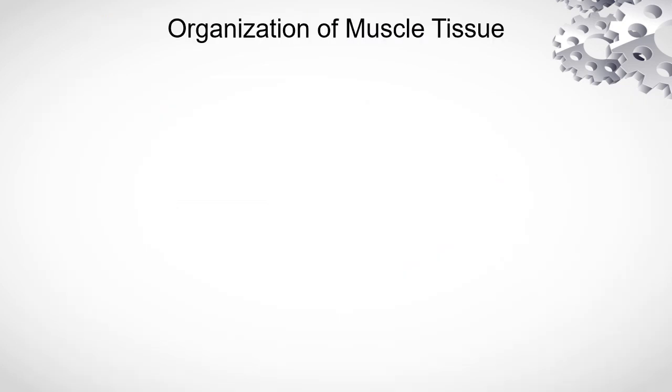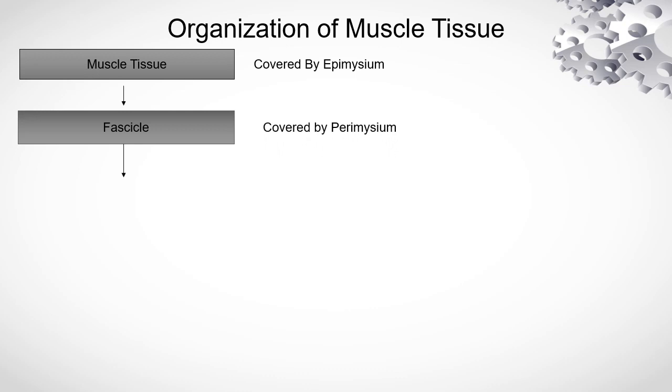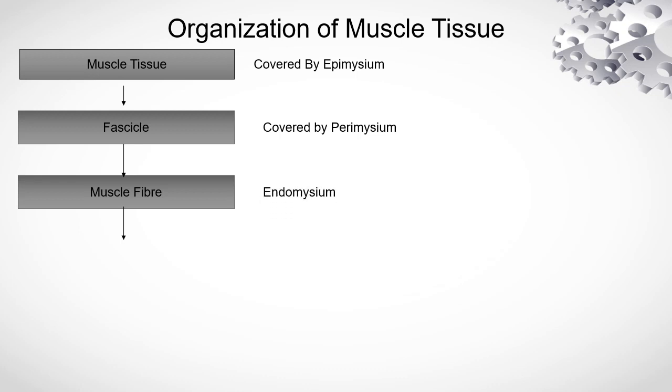Okay, so now this is just simply another representation of the organization of a muscle tissue. At first we say that we have a muscle tissue that is connecting to the periosteum of the bone, and this muscle tissue is actually covered by the epimysium. Then from a muscle tissue we say that it is a group of muscle fibers known as what? A fascicle, and the fascicle is covered by a layer of connective tissue known as the perimysium. Then this fascicle is actually a group of muscle fibers. Okay, and this muscle fiber is actually covered by the endomysium.